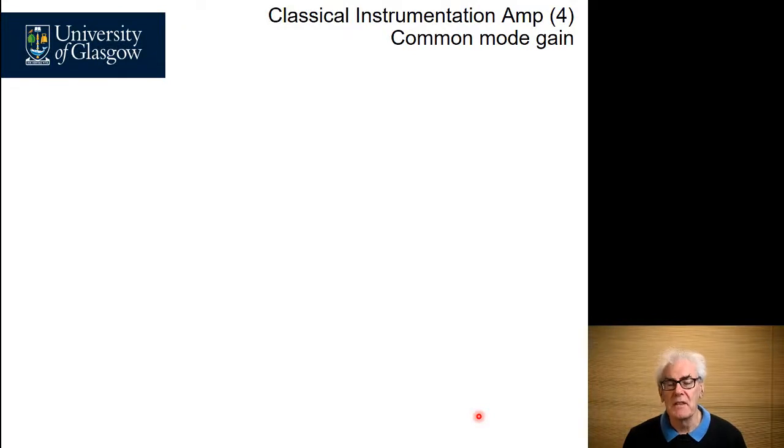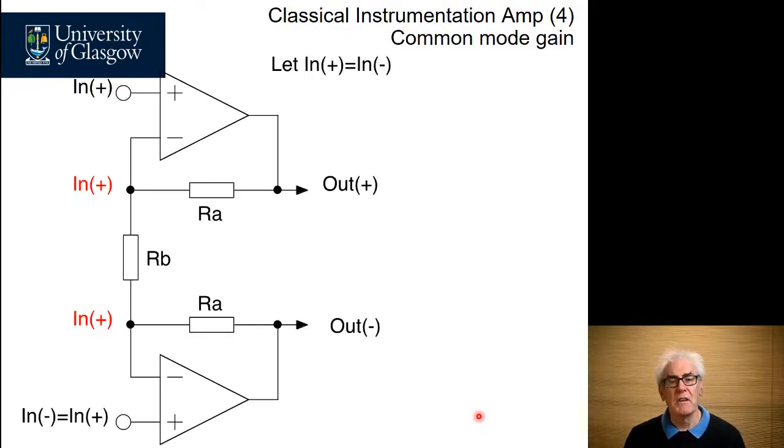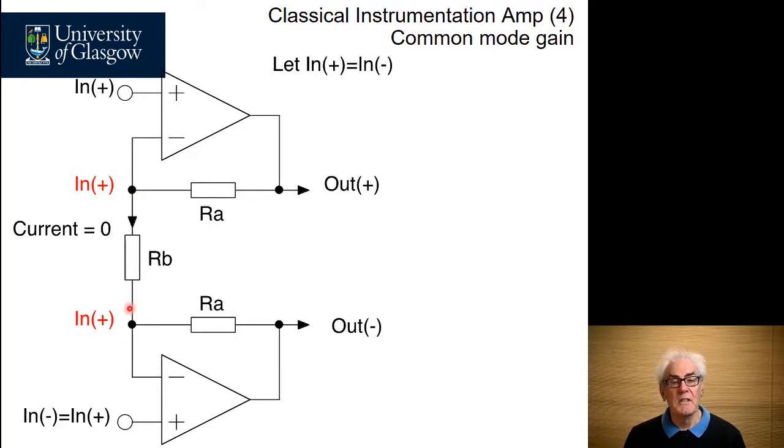Now let's do the same analysis but look at the common mode gain of this circuit. So in this scenario, we let the input plus equal the input minus. In other words, they are both equal and in phase. So if input plus increases, then the signal at this point increases the same. It's the same input. Because they're both perfect amplifiers, this node here is the same voltage as this node here. Because they're at the same voltage, it means the current flowing through RB is 0, which means that the current flowing through both of the RAs must be 0.